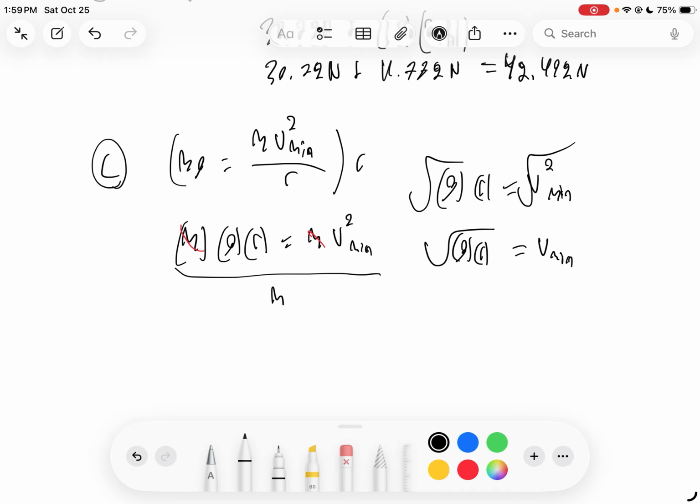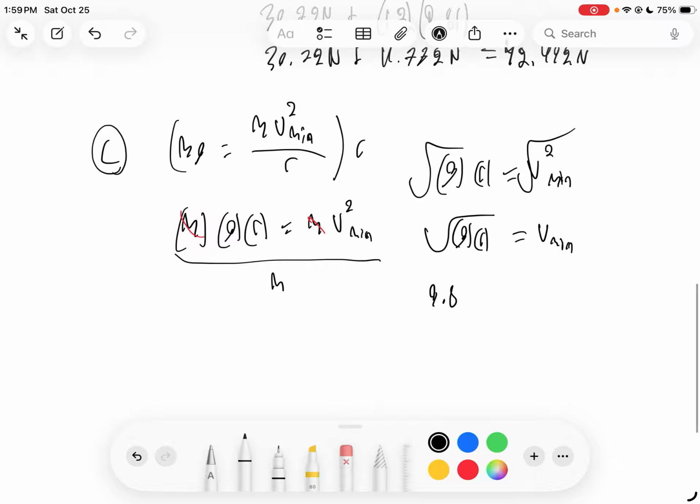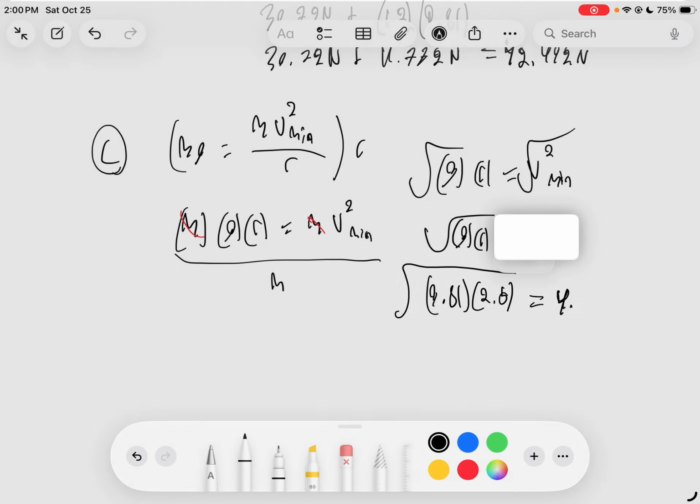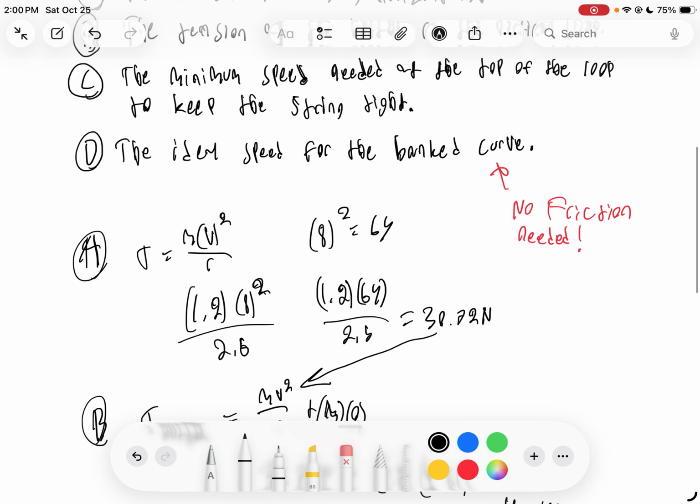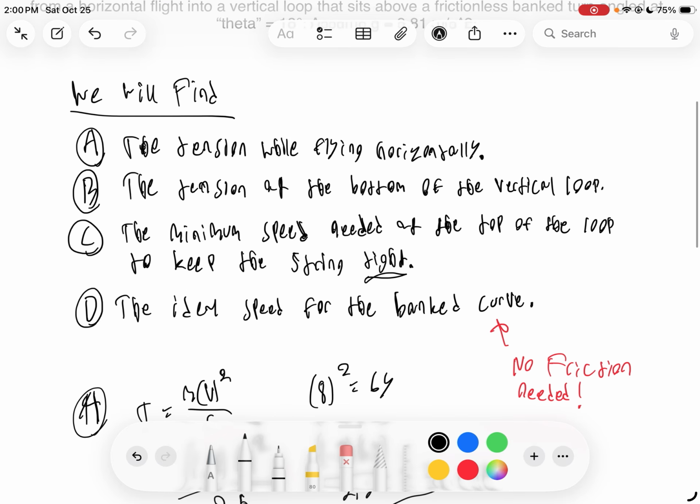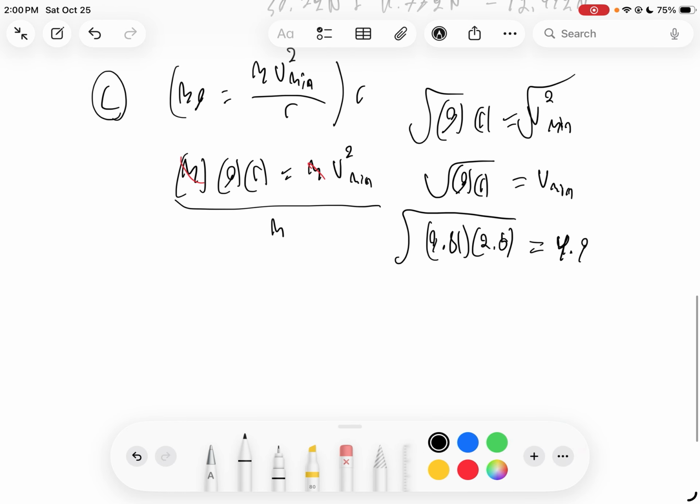Plugging in the values, we get the square root of 9.81 times 2.5. Once again, the radius is in meters, and gravity is in meters per second squared. All of these square rooted gets us the final minimum speed value in order to keep the string in a nice tight state. So 4.95 meters per second.